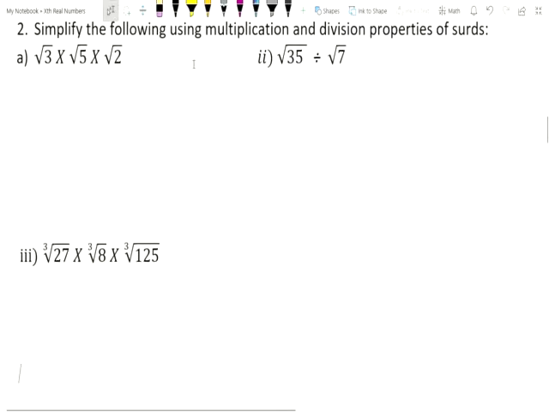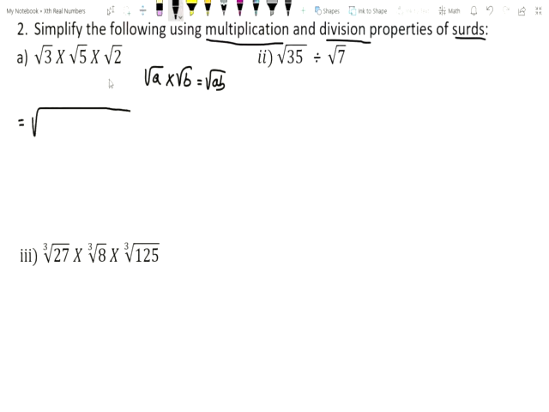Simplify the following using multiplication and division properties of surds. Here we are going to use the multiplication and division properties. What is the multiplication property? Root A into root B equals root of AB. Here all the numbers have square roots, so common root: 3 into 5 into 2. 3 fives are 15, 15 twos are 30, root 30.